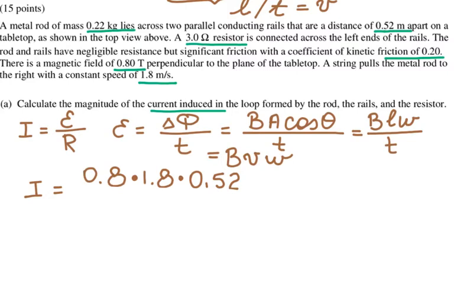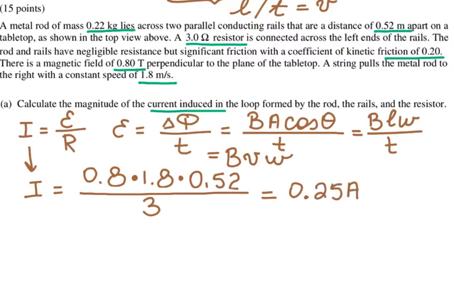Oh, and I also have the resistance, right? So I'm going to use this formula over the resistance, and the resistance is 3 ohm, and that gives me 0.25 amps.